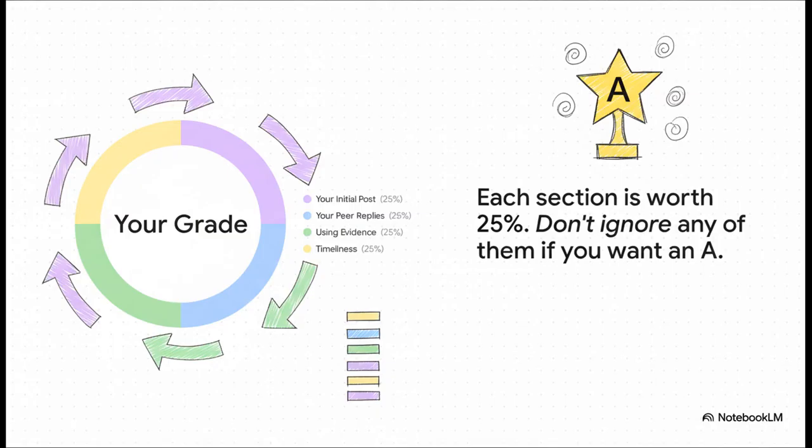And this chart really brings it all home. See, every single part is worth an equal slice of the pie. 25%. Your initial post, your peer replies, using evidence from the class, and your timing. You just can't afford to ignore any one of these if you're aiming for that A.